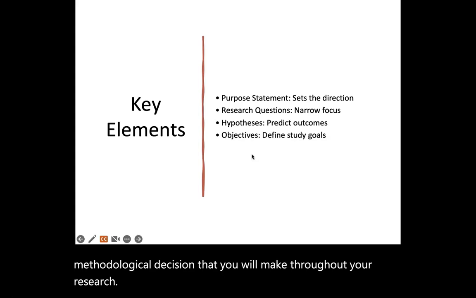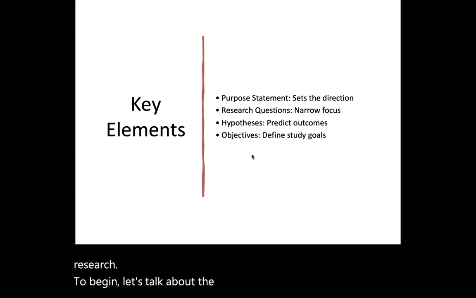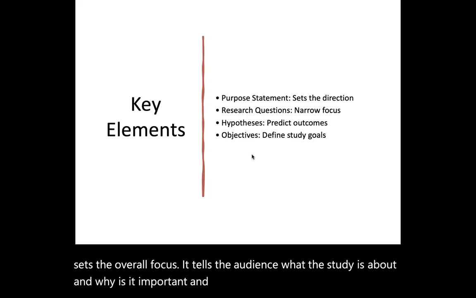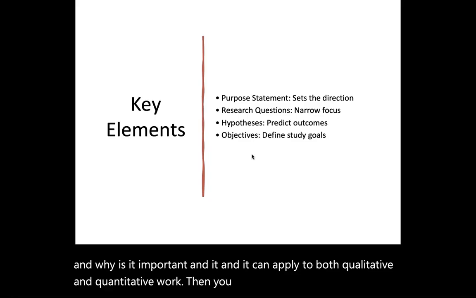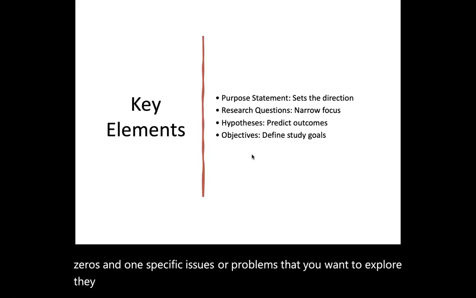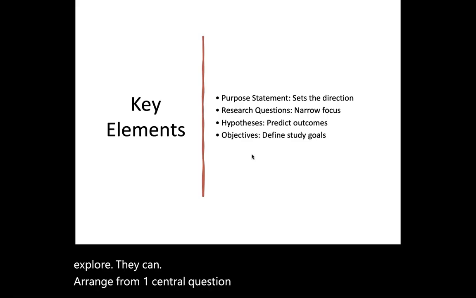To begin, let's talk about the key elements. The purpose statement sets the overall focus. It tells the audience what the study is about and why it is important, and it can apply to both qualitative and quantitative work. Then you have the research question, which zeroes in on specific issues or problems that you want to explore. They can range from one central question to multiple nested ones, especially in larger research projects.